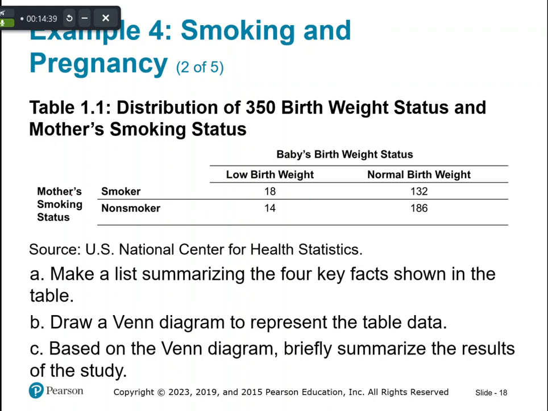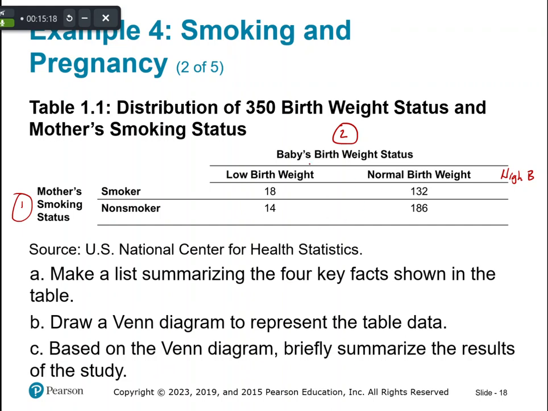All right, so here's table 1.1. It's a two-way table because we have information over here about the mother, and we have information up top about the baby. Now, notice there's no high birth weight. Seems like there should have been some of those, right? Maybe not. Whatever. Smoker, non-smoker. There's nobody with a big old bowling ball for a baby. Distribution of 350 birth weight status and mother smoking status. And there's a source. We're going to make a list summarizing the 4 key facts shown in the table. Then we're going to draw a Venn diagram to represent the table. And then based on the Venn diagram, we could briefly summarize the results of the study.